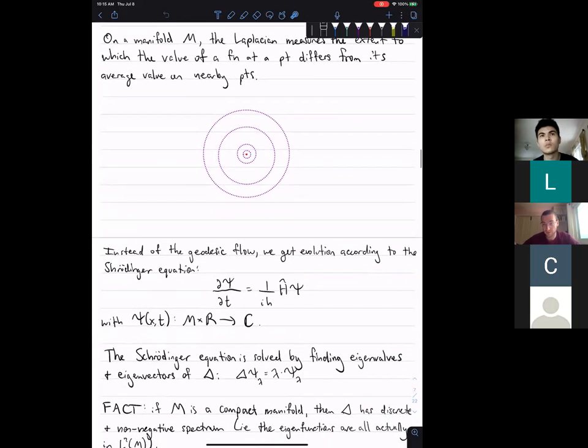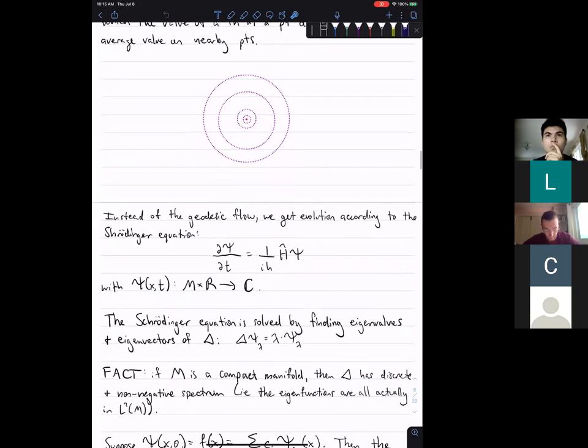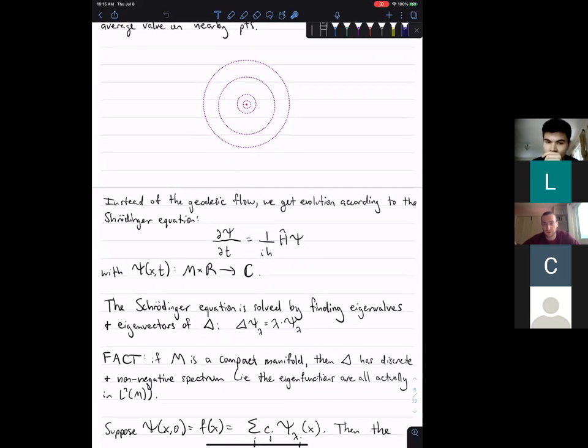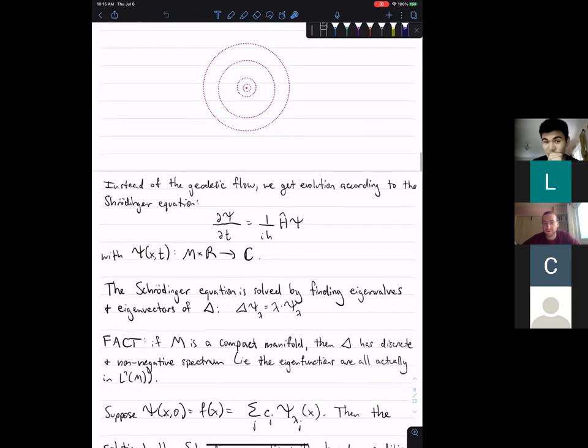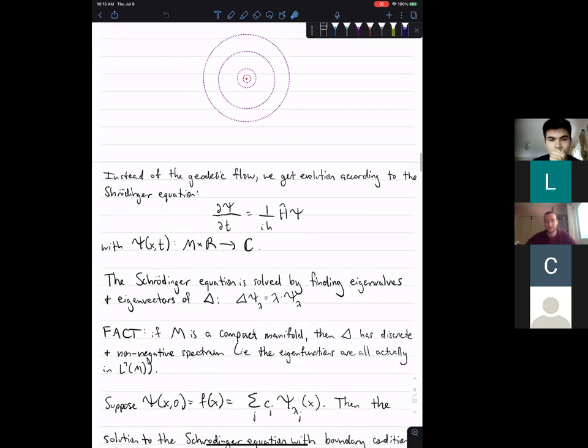Instead of the geodesic flow, now what we have is the Schrodinger equation. We have these wave functions psi that evolve over time according to the Schrodinger equation. The Schrodinger equation is a linear partial differential equation. And that means you can solve it by essentially diagonalizing the Laplacian, namely finding the eigenvalues and eigenfunctions of the Laplacian.